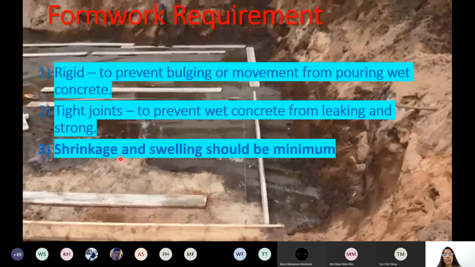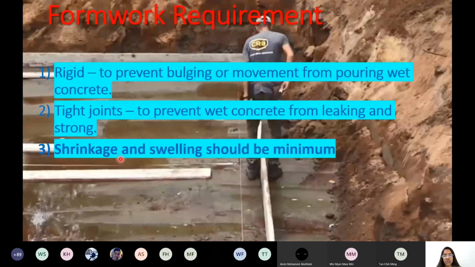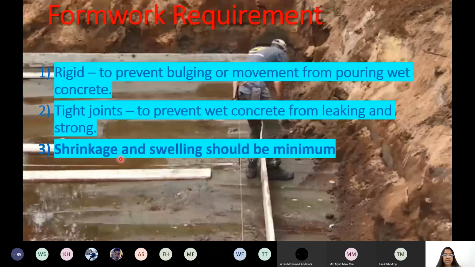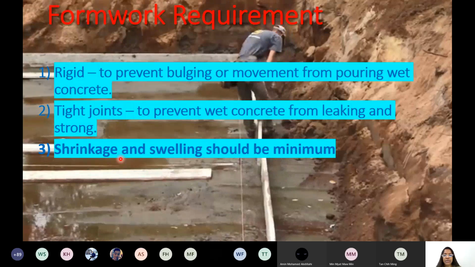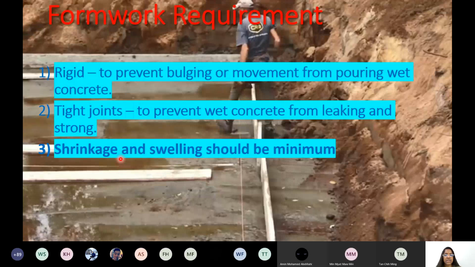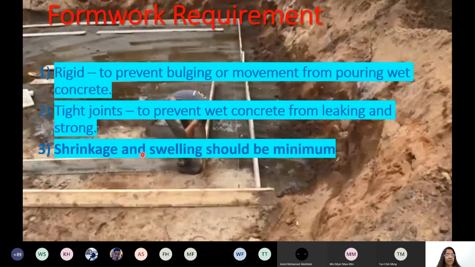Shrinkage and swelling should be minimum, right? The material should not shrink, swell, bend, thaw or freeze during construction or all through the period of its curing. So choose the material in such a way that it has less shrinking and less failure of the material property.